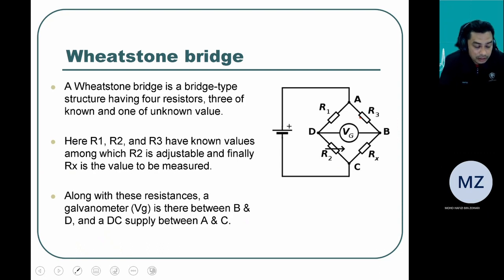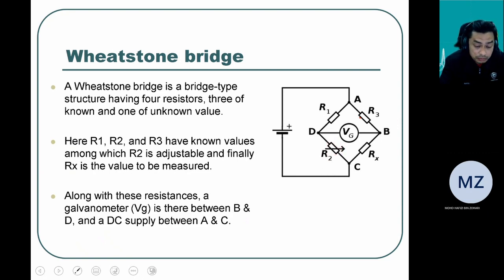We frequently use the word balance, because balance is the key for this measurement of the Wheatstone bridge. So we have R1, R2, and R3 resistance, and then RX is the one that we want to measure. So R1 and R3 are the fixed value of resistance. R2 is the variable resistance. We can adjust the value for the resistance here.